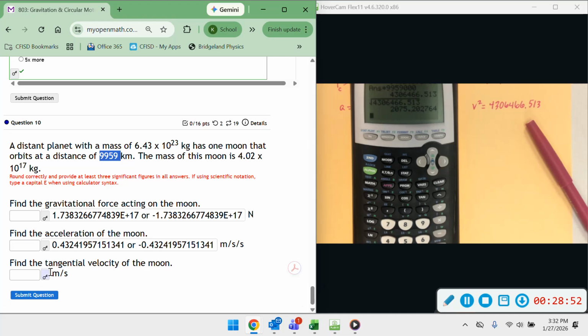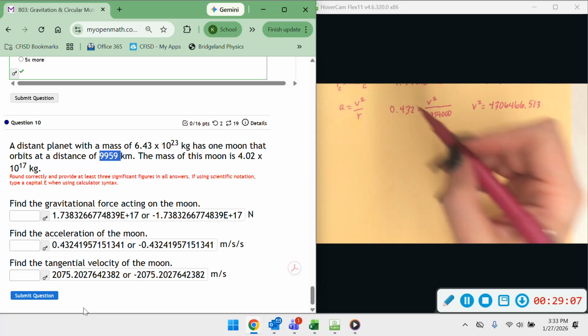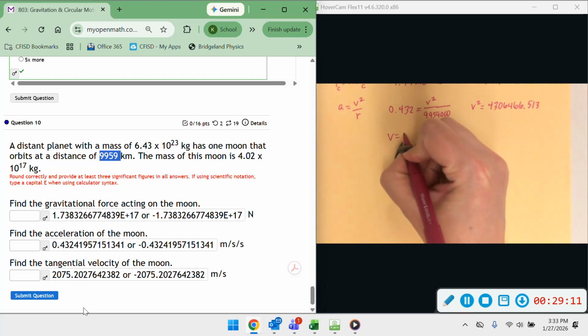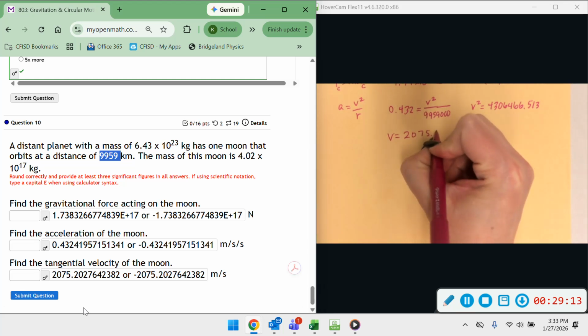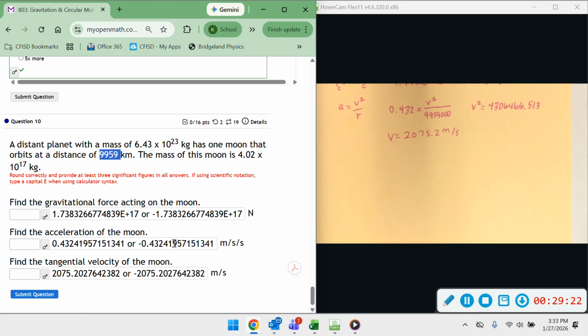2075.2. And again, it's accepting it either way because the direction is changing. It's moving in a circle, so positive, negative, it doesn't matter. It really just wants the magnitude. All right, so again, the velocity was 2075.2 meters per second. All right, that is it for this CFU from class.